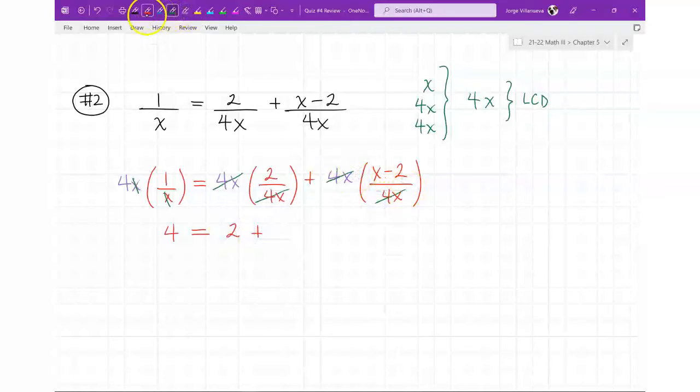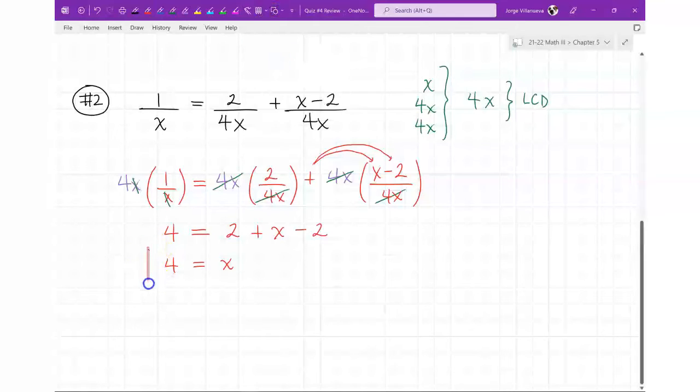Now here you got to be a little careful, okay? Make sure that you distribute this positive into there, because if it was a minus, it would change signs. So be careful with that, okay? Whenever you have binomials, always transfer that sign outside. This will be x minus 2. So 4 equals, 2 minus 2 is 0, so that's just x. So we're done. X equals 4. And that's it.